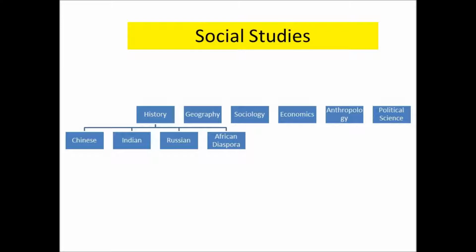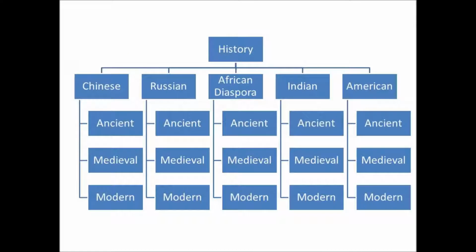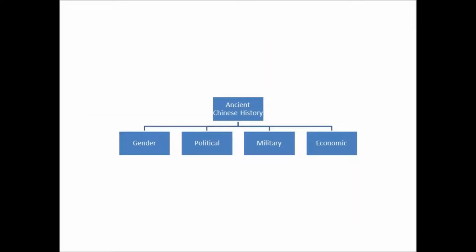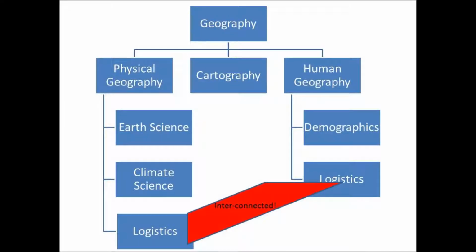Just on the first level, we have history, geography, economics, sociology, anthropology, and political science. History subdivides into Chinese history, Indian history, Russian, African diaspora, American, and so on. And all of those can be subdivided by time, ancient, medieval, and modern, or genre, gender, social, economic, political, and so on. Moving over to geography, we see that subdivides into physical geography, cartography, human geography. Human geography subdivides into demographics and logistics. Physical geography subdivides into earth science, seismology, and logistics again.